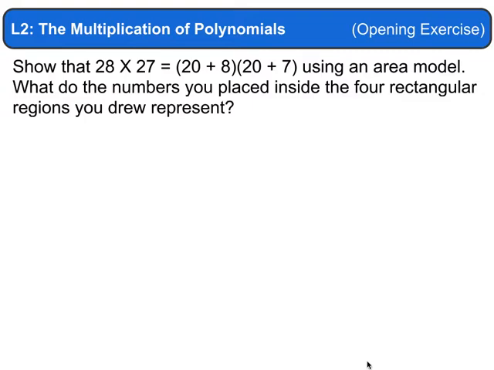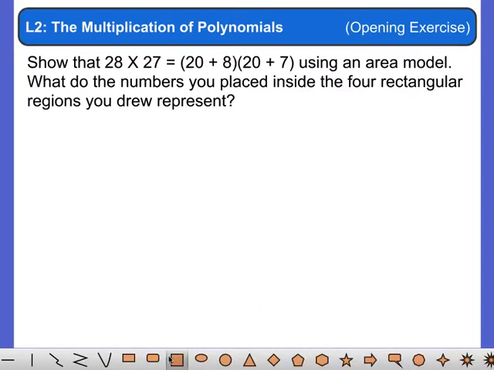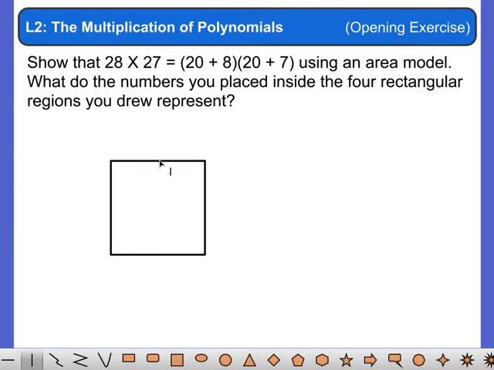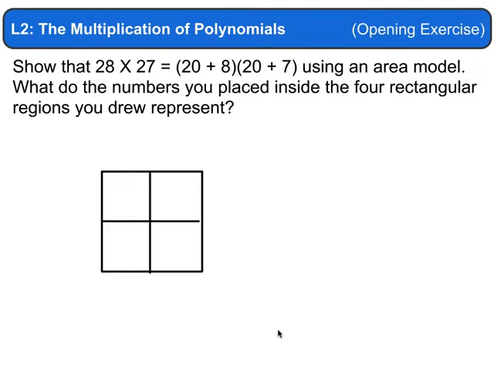So if we're going to use an area model, we're going to start by putting in a square or a rectangle. So we'll draw a square. And inside that square, we will put a couple of lines. One that goes down this way, and then we'll put one that goes across this way. This is your basic area model. Granted, 20 is bigger than 8 and 20 is bigger than 7. You don't have to necessarily draw them to match that idea. This is just a diagram.